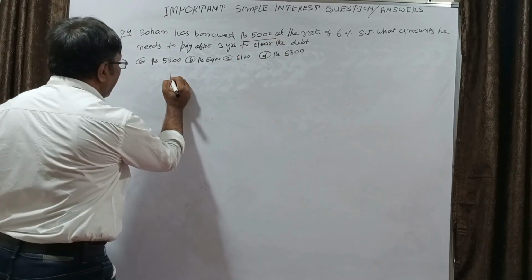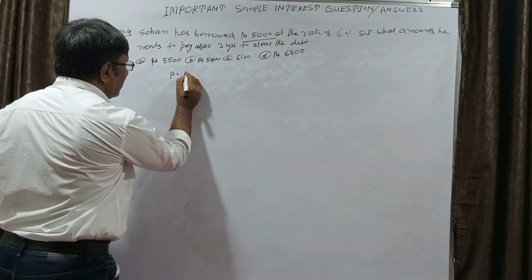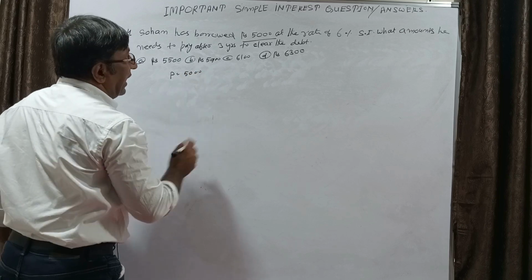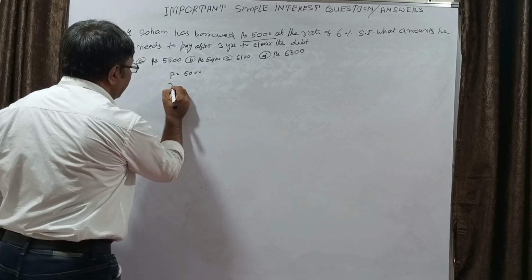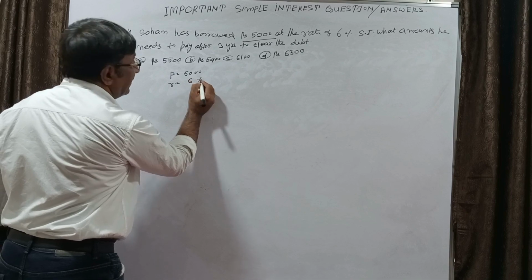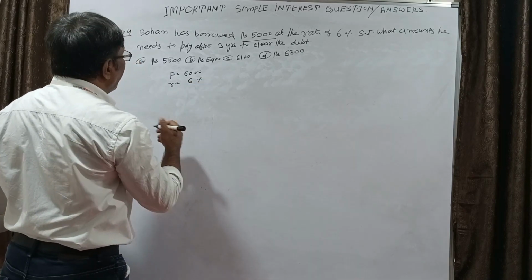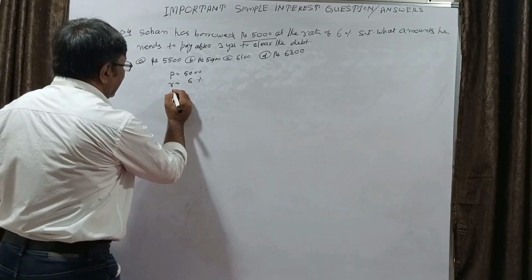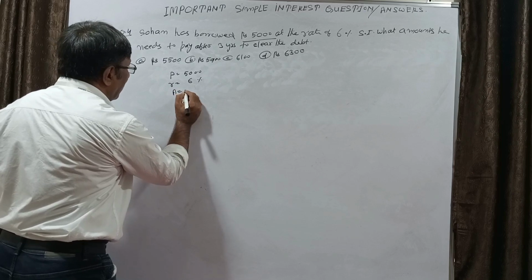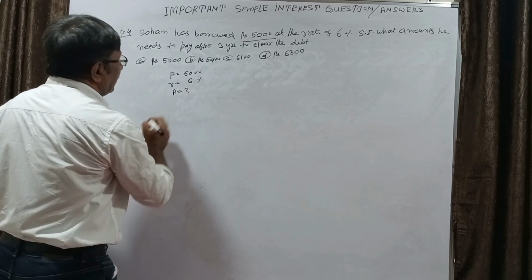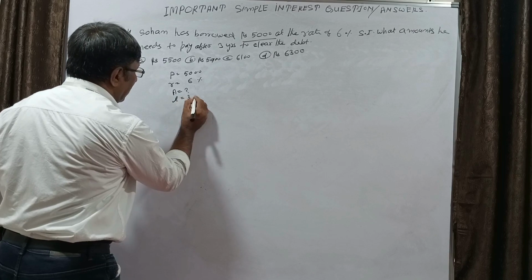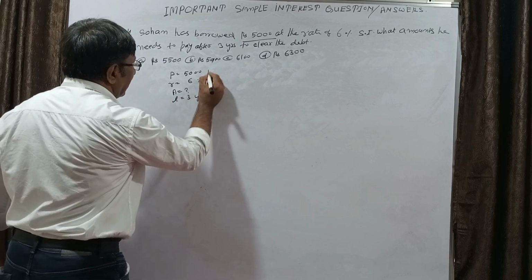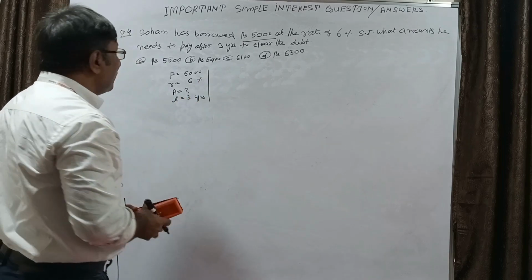Principal is given: how much? 5000 at the rate of 6% simple interest. So the rate is 6%. What amount does he need to pay? That means we want the amount. After 3 years, so T equals 3 years. Okay, so you know amount is what?